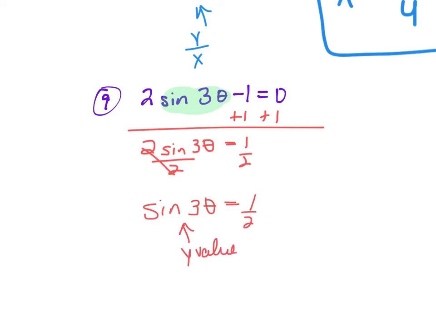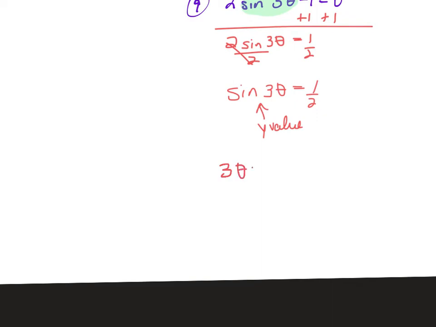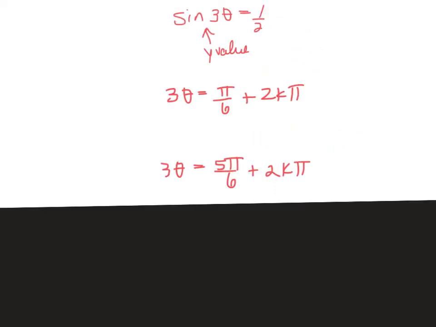Where on the unit circle are our y values 1/2? So I go up here. Positive 1/2 for y would be pi over 6 and 5 pi over 6. So I'm going to say 3 theta equals pi over 6 plus 2k pi, since this is a sine function. And then 3 theta equals 5 pi over 6 plus 2k pi. So now we go about solving like we normally would. We're going to divide everything by 3.